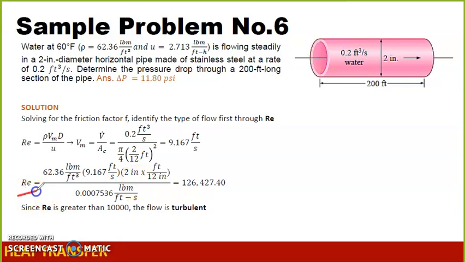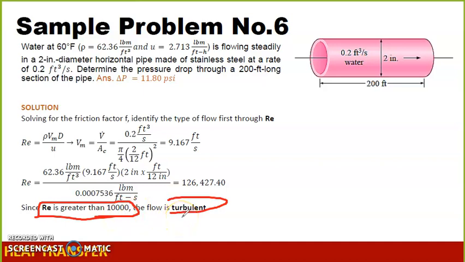Therefore our Reynolds number by this equation is 126,427.4. This is greater than 10,000, therefore this one is turbulent. This is our criteria: if it is less than 2,300, that is laminar. If it is greater than 10,000, that is turbulent. If it is between, then transitional flow. So for Reynolds number greater than 10,000, the flow is turbulent.